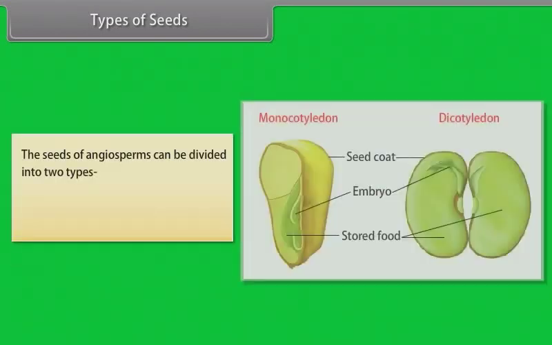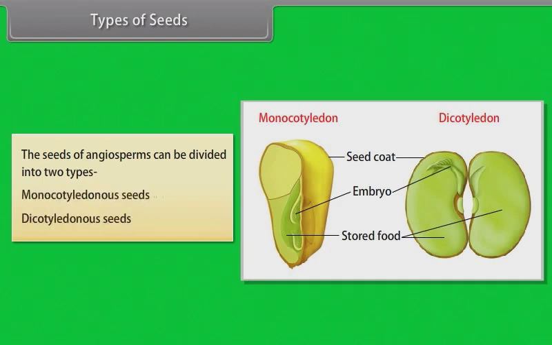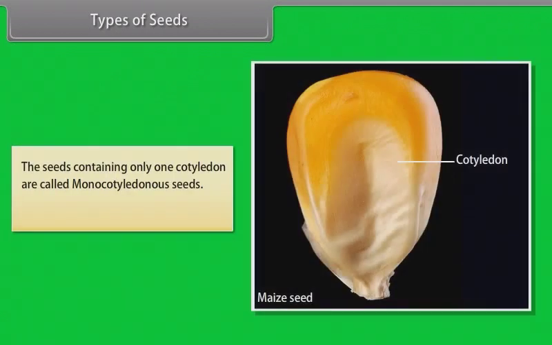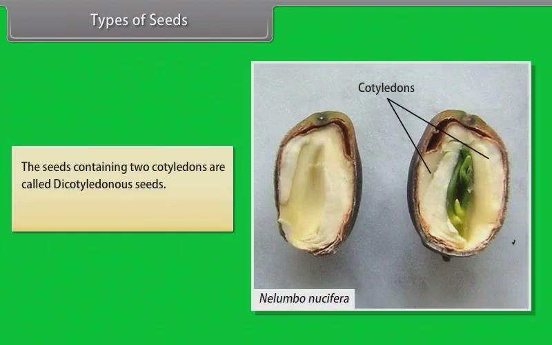Types of seeds. The seeds of angiosperms can be divided into two types: monocotyledonous seeds and dicotyledonous seeds. The seeds containing only one cotyledon are called monocotyledonous seeds. Example, maize. The seeds containing two cotyledons are called dicotyledonous seeds. Example, Nelumbo nucifera.